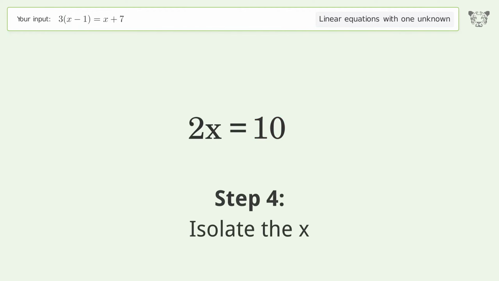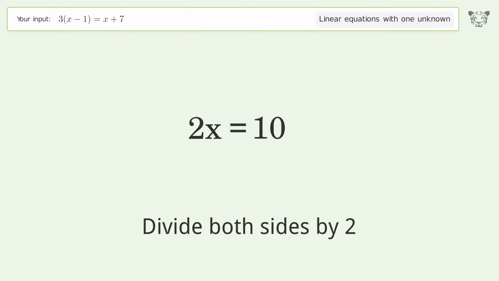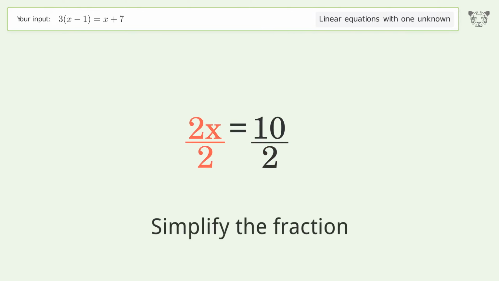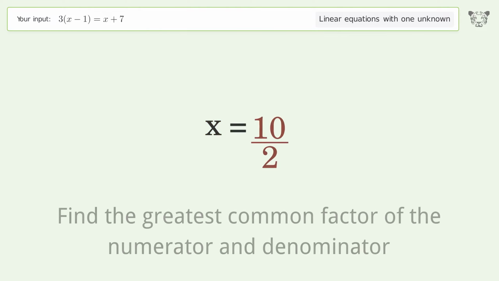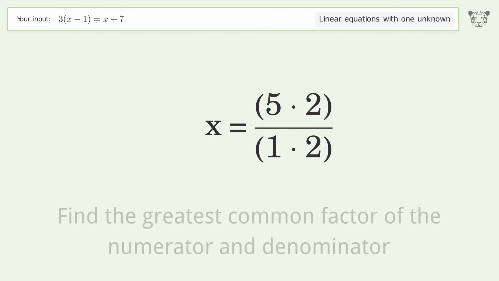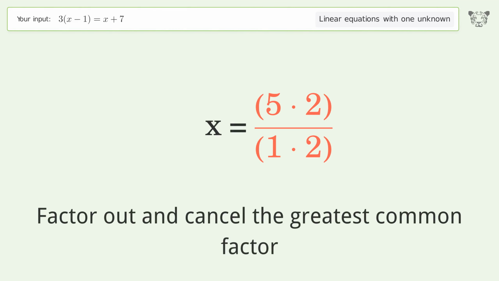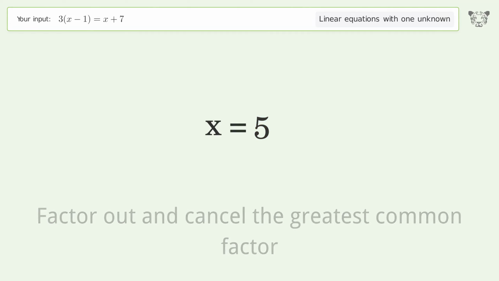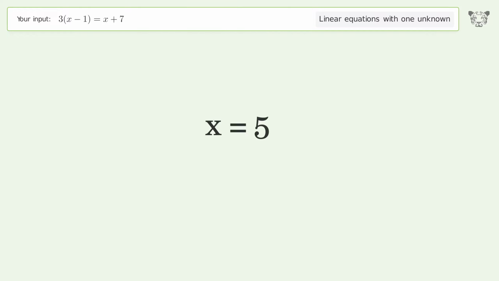Isolate the x. Divide both sides by 2. Simplify the fraction. Find the greatest common factor of the numerator and denominator. Factor out and cancel the greatest common factor. And so the final result is x equals 5.